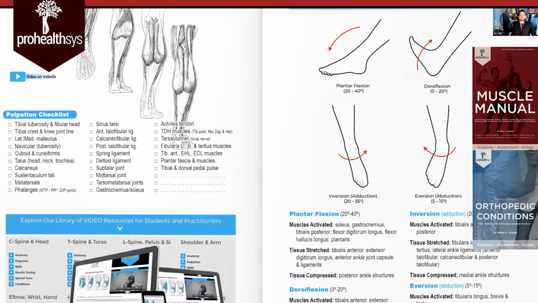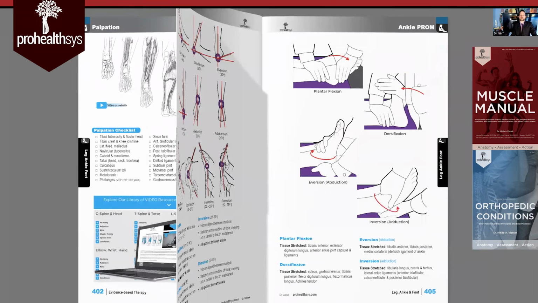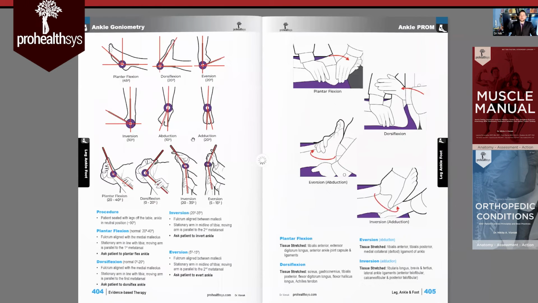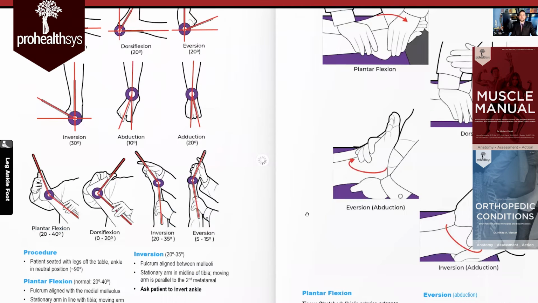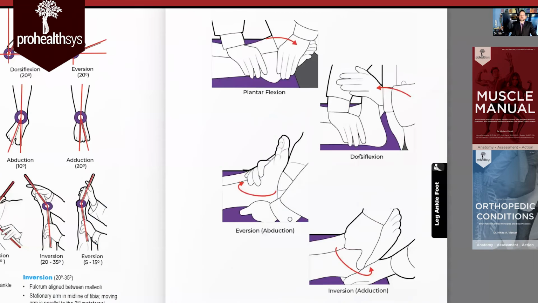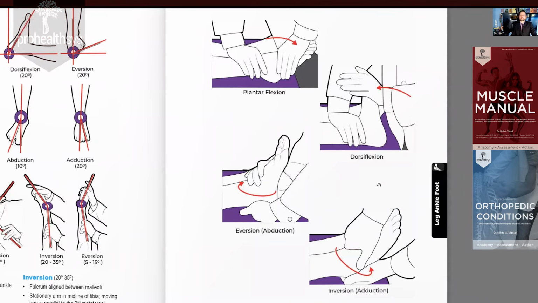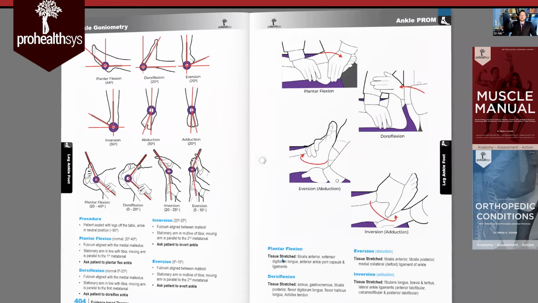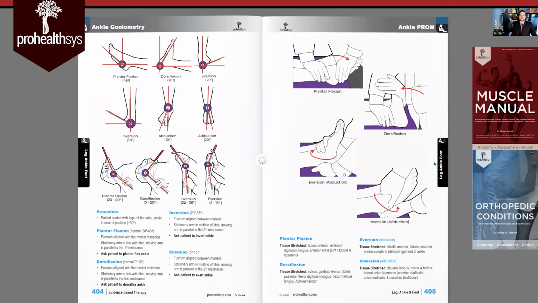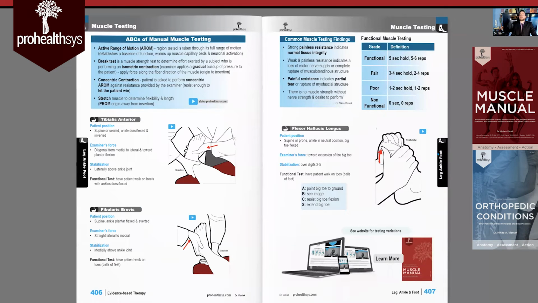Fantastic. All right. And then moving on, you're probably going to go into some goniometry if you wanted to get more accurate ranges of motion. Then you would do inversion and eversion, dorsiflexion, plantar flexion as a passive range of motion, again, with a list of tissues stretched or compressed. And then we would move on to our muscle testing.